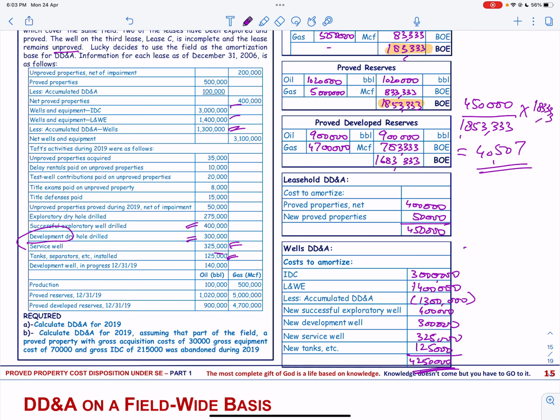So that will be the total production 183,333 times the cost to be amortized, that is 4,250,000, divided by the, don't forget, now we use proved developed reserves, that is 1,683,333, and to this we are going to add the production, and the production is 183,333, and if you solve it, this will be equal to 417,410. Okay.